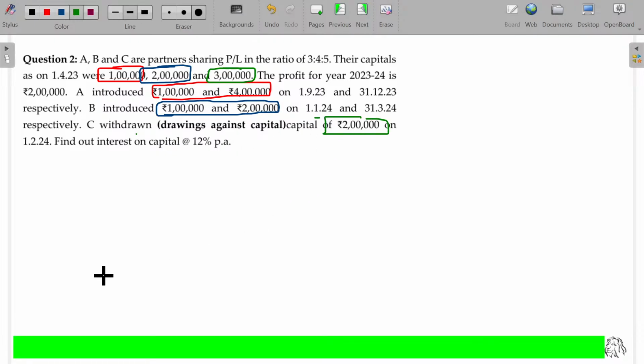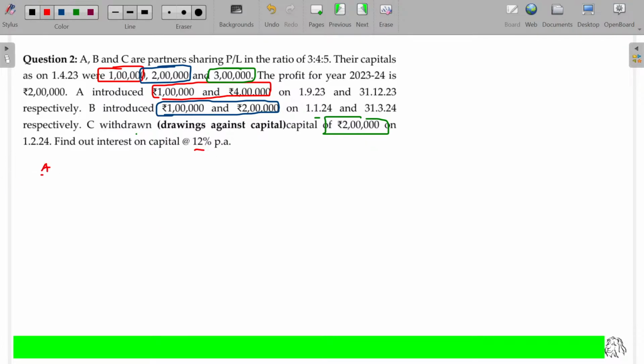This is a minus value. A and B already contributed during the year, and they further introduced additional capital. In case of C, he initially has 3 lakhs, and later on he withdrew 2 lakhs from his capital, not from his profit. Now we can calculate the interest for all these three partners, the rate of interest being 12%.